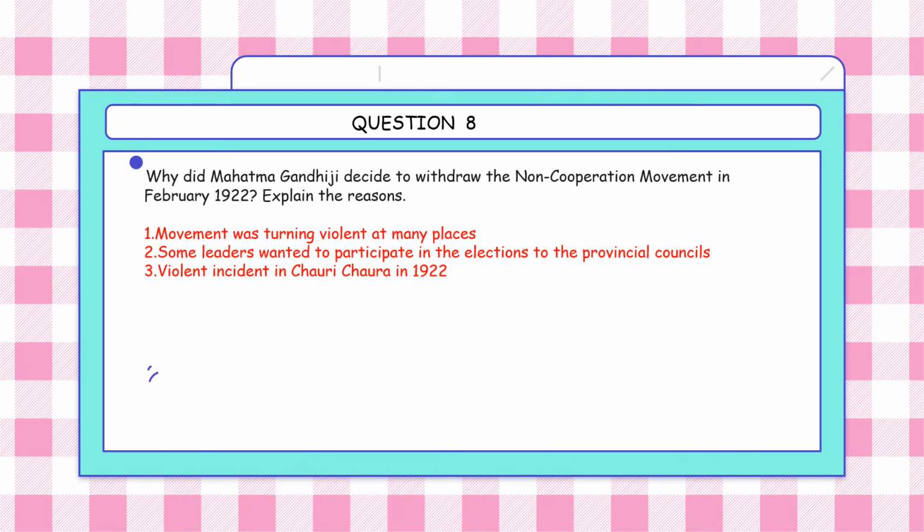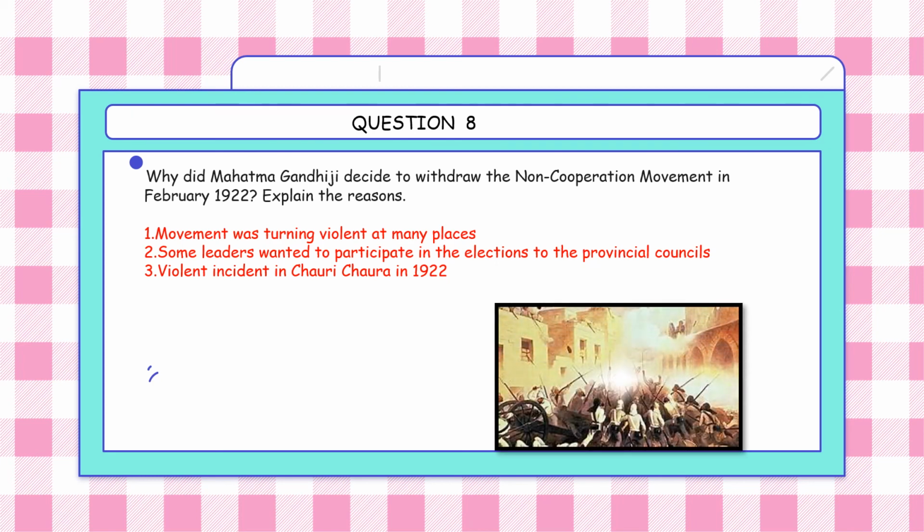Well, children, this is the last question for this video. What is that question, children? Why did Gandhiji decide to call off the non-cooperation movement? When such a question comes, it has only got 3 points. Number 1, the movement became very violent. Number 2, some leaders wanted to participate in the elections to the Provincial Councils. And the last one, the violent incident of Chauri Chaura. So these are the 3 reasons why Mahatma Gandhi decided to call off the non-cooperation movement.